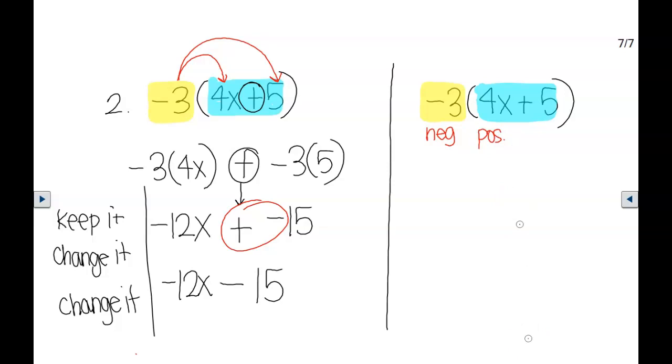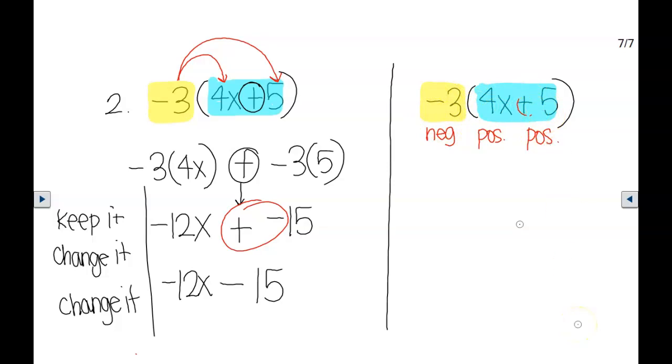Okay? Now, when I get out here to my 5, do I see a positive 5 or a negative 5? What I'm going to do is look right in front of him, right here, there's this plus sign. And plus signs are positive. So because that 5 has a plus in front of him, he is a positive 5. So this is a negative 3, a positive 4x, and a positive 5. And I want to emphasize again how I made that decision. I looked directly in front of the number. Directly in front of the number to see what it was.